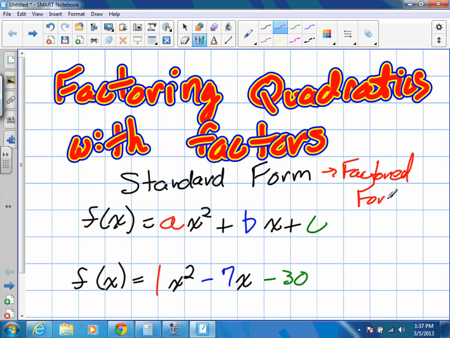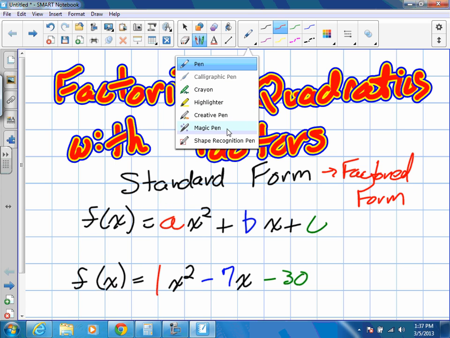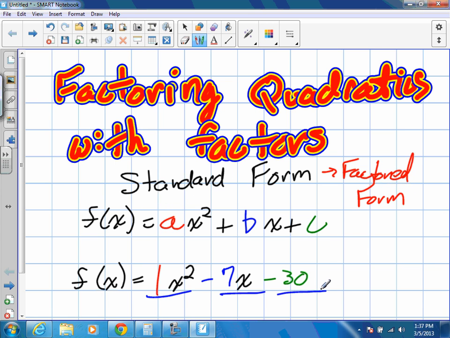The first step to factoring is to always look for common factors first. So I quickly look at this question here. There is no common factor of 1, 7, and 30 other than 1, and 1 won't change anything. So we don't need to take 1 out.